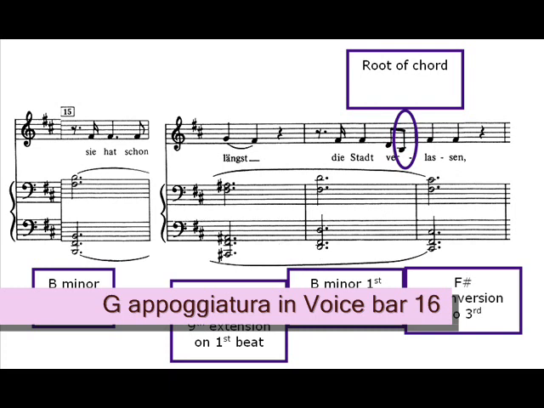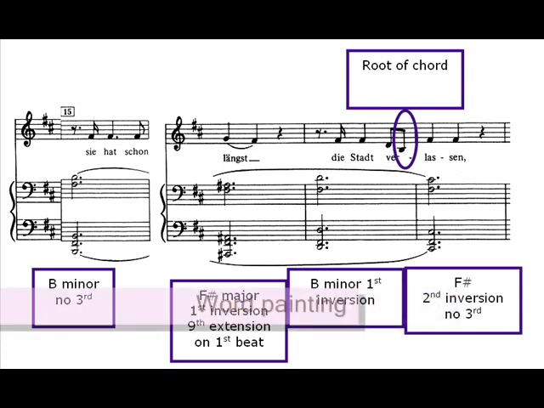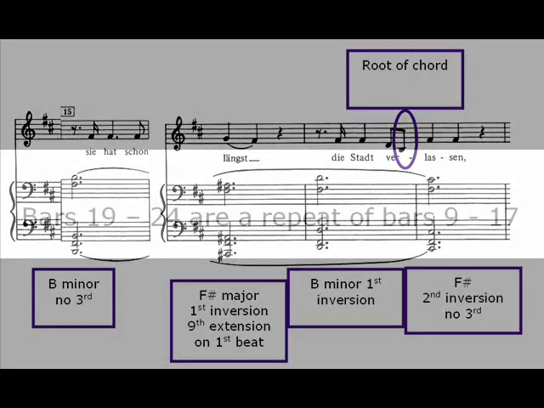This appoggiatura is a further example of word painting. Schubert is careful only to allow the root of B minor at bar 17 to sound in the voice for just a quaver. The harmony of bars 19 to 24 is a repeat of the harmony of bars 9 to 17.